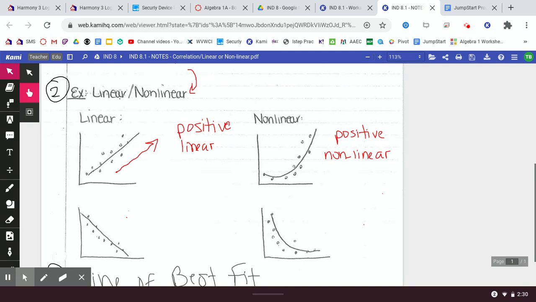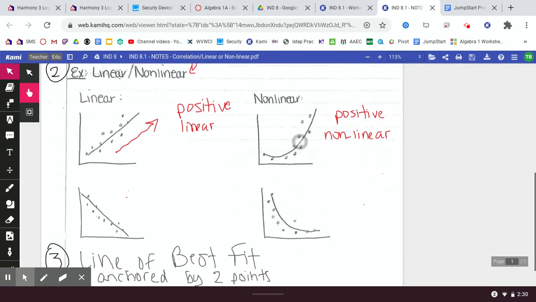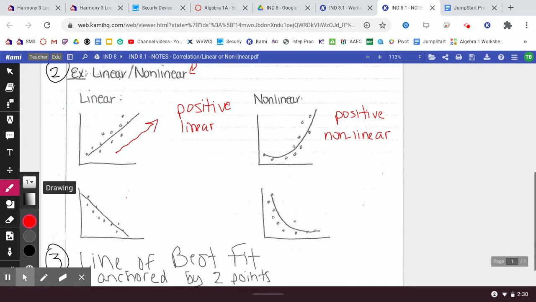The example on the right is an example of positive nonlinear. It's positive because it is running uphill, right? You can see that it's running uphill, but it doesn't run uphill in a straight line. There is a curve to it. So this one would be positive nonlinear. This bottom left-hand one, you can see that it's definitely correlation because they're all running together. They're all running downhill, so it would be negative.